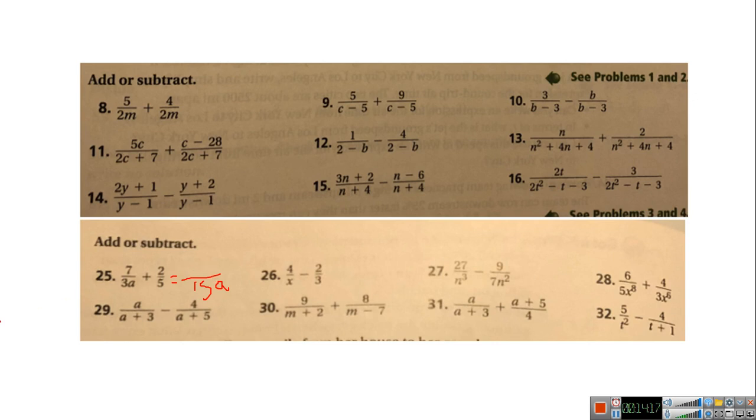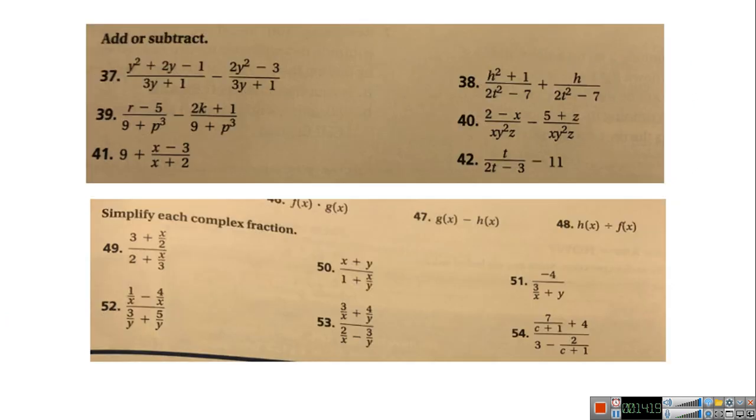I want you to do this problem. Also here you have same denominator, nothing difficult. Also here the same, here the same, here the same, here over 1. So the same denominator will be x plus 2. So you must multiply here 9 by x plus 2. Here the same thing, and you continue this.